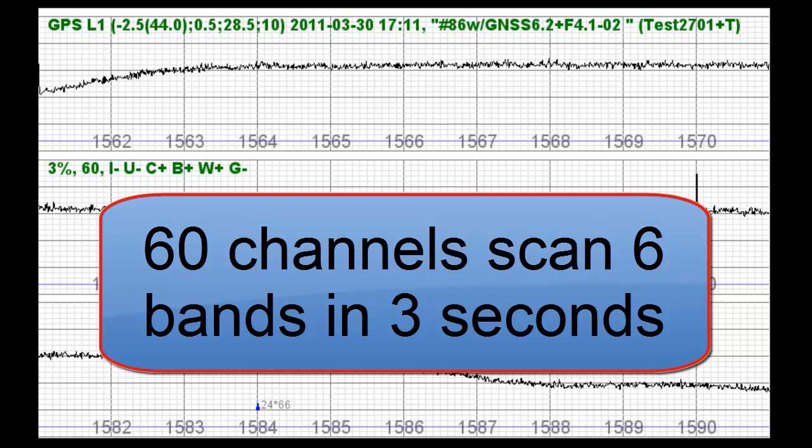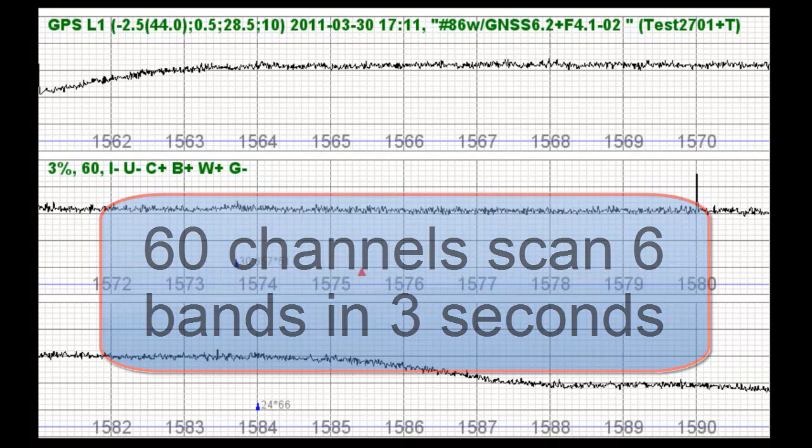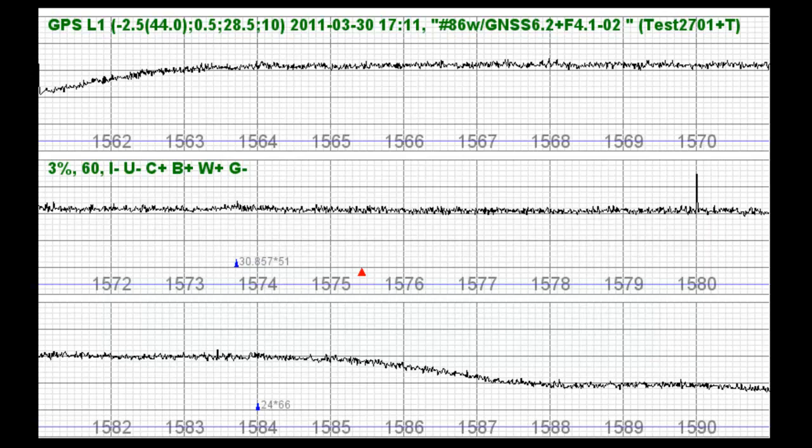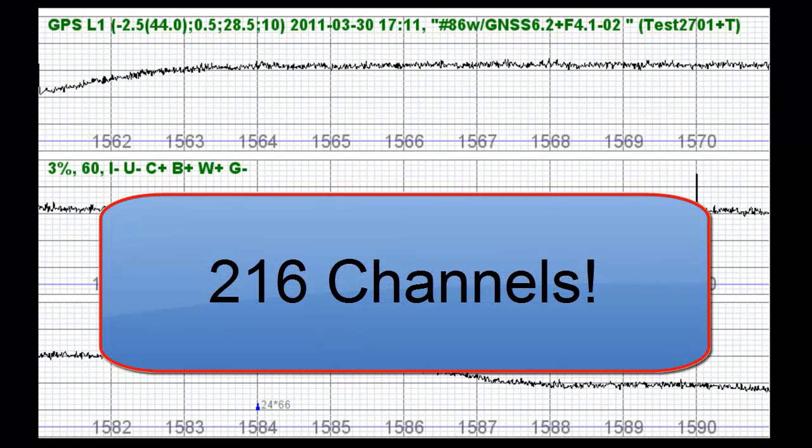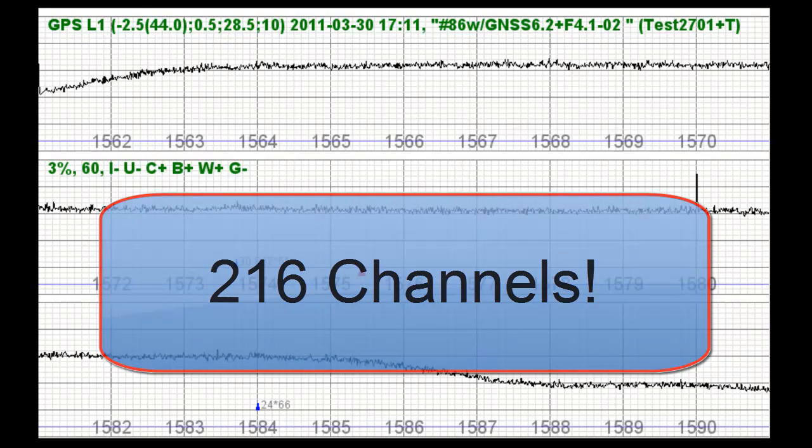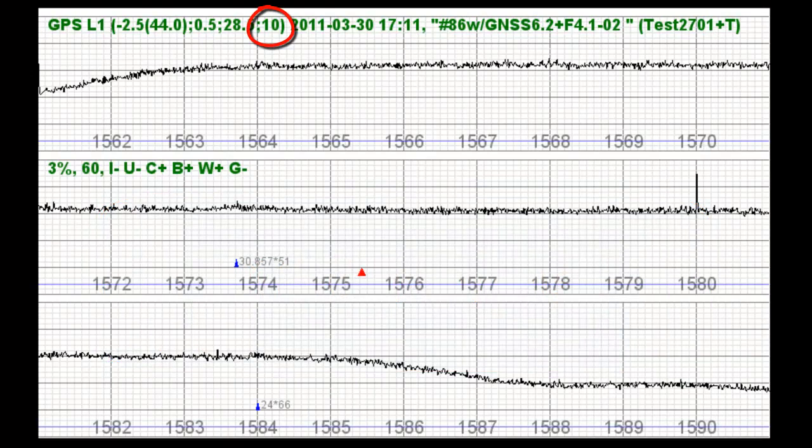Triumph VS does this spectrum scanning in parallel with doing its normal tasks of tracking satellites and providing RTK solutions. This is a hint to those who ask why we have 216 channels. We put them to good use. Number 10 on top of this screen means we repeated the scan 10 times, which all took 30 seconds.